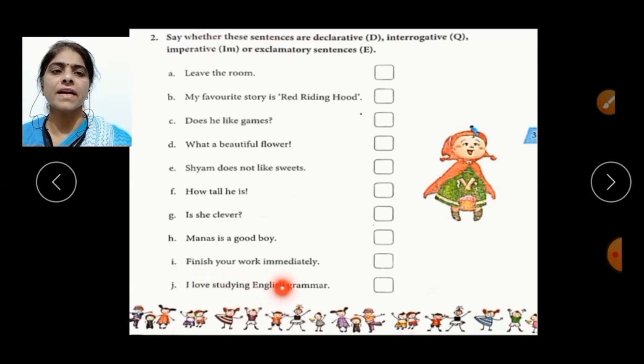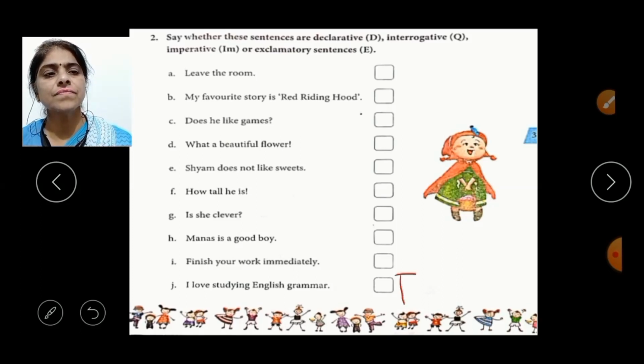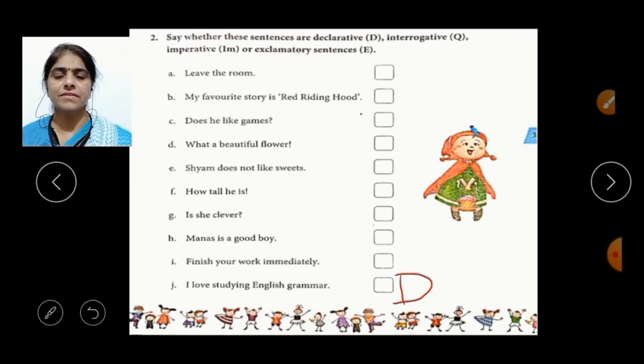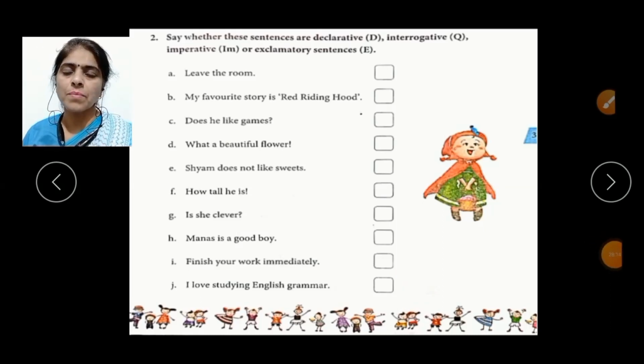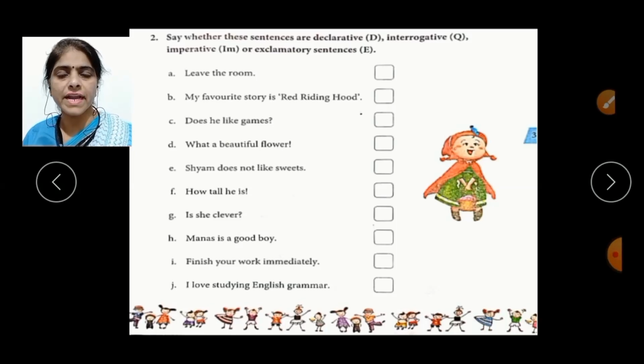I love studying English grammar. As this sentence states something and it's also having a full stop at the end, so this is a declarative sentence. And for declarative sentence, we will write D. With this, we have completed the exercise. Now, let's go to the next slide.